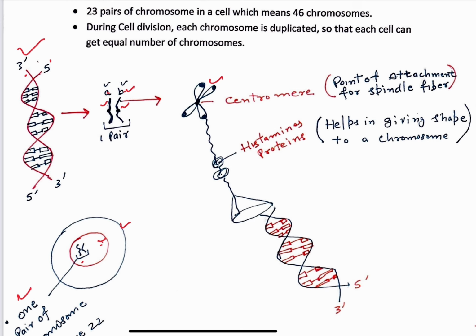Now you can see, during the cell division, the middle portion right here is called the centromere. And what happens, the spindle fibers, they are in the nucleus. Those spindle fibers attach at this location, and they separate these two strands, so that both cells during the division have similar copies of chromosomes. Okay, so that's what you've got to understand.